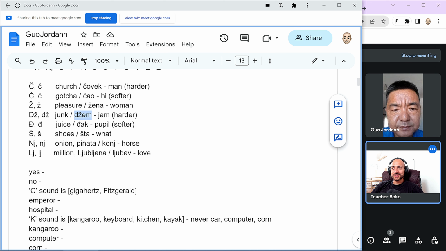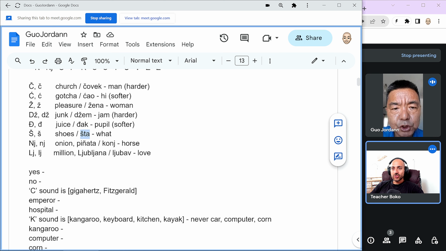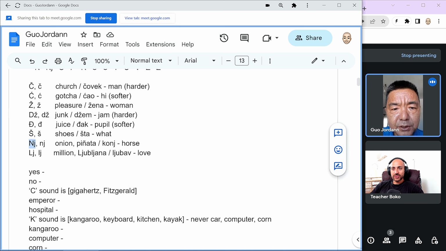Džem. Yes. The next one is softer, so it's like juice. It's just Đ. Dž. So we say Džak. Exactly. Okay, this one, Šta. So now we have the Nj letter. Nja. Yes. So horse. Konj. Exactly. Konj.